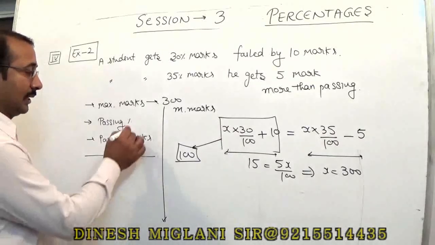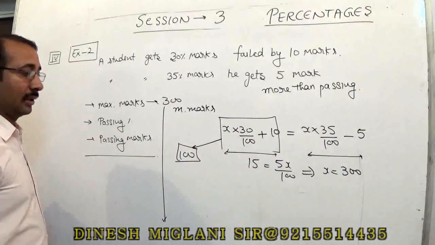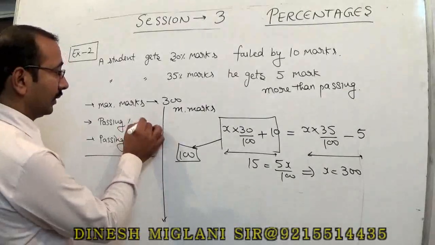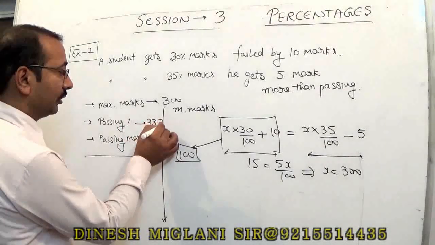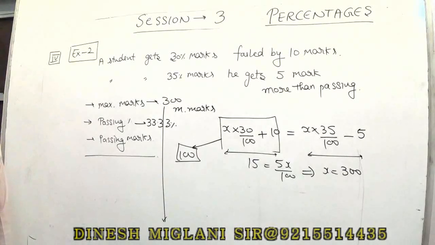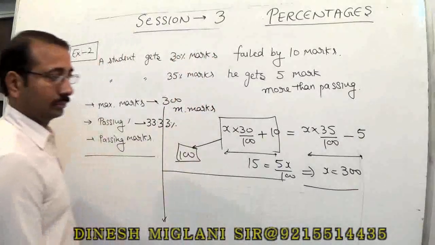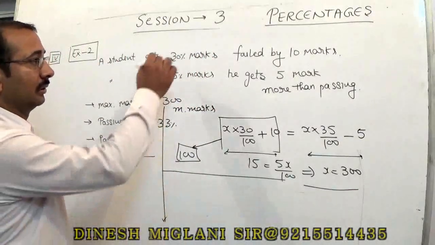And if you have to find the passing percentage out of 300, my passing marks are 100, so I can say this is equal to 33.33%. So that's the first method, that is known as the equation method. We can also answer this question by a small structure.